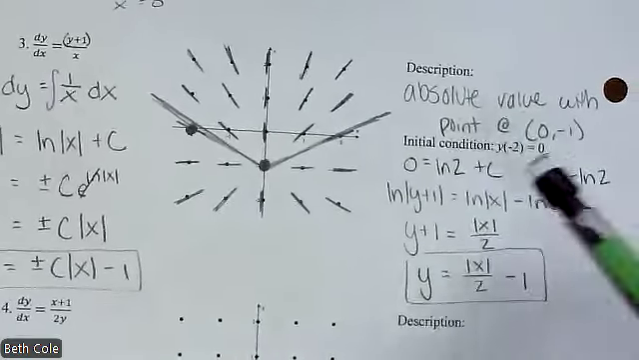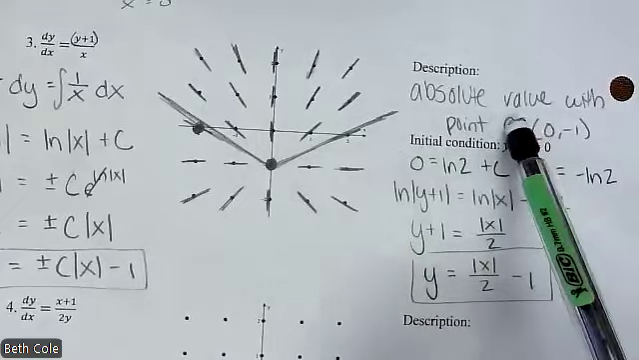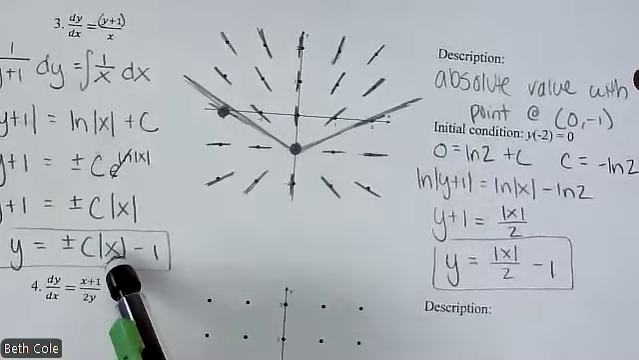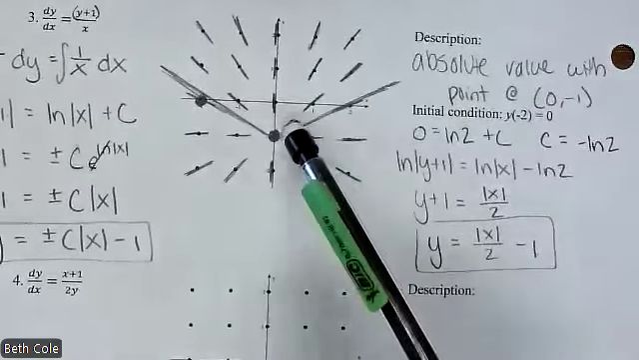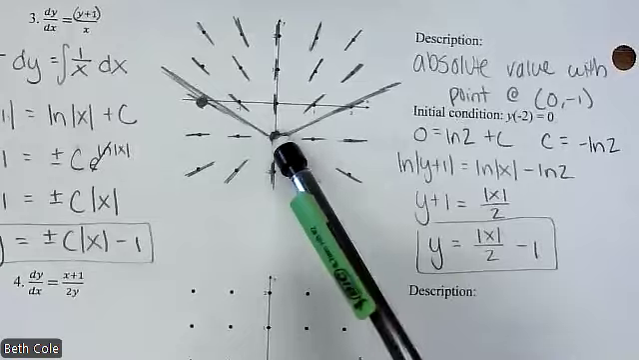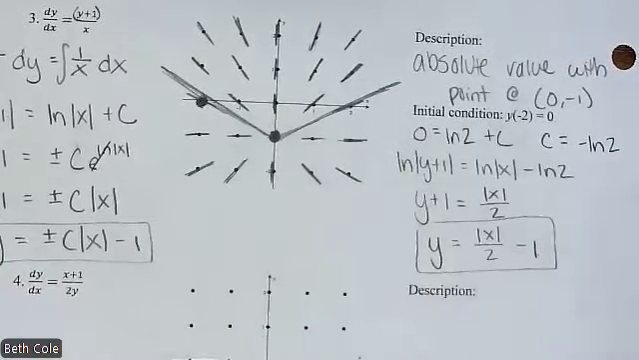But I want you to make a connection between, like, we drew this in, we knew they were absolute values. We solved it, we got absolute values. We got a particular solution, and we have the point at 0, -1.